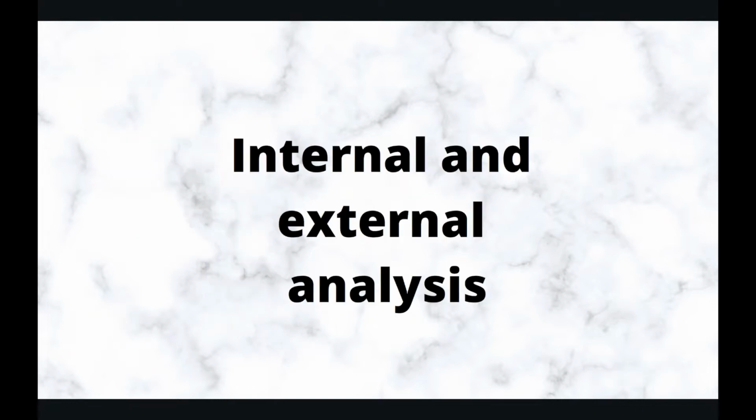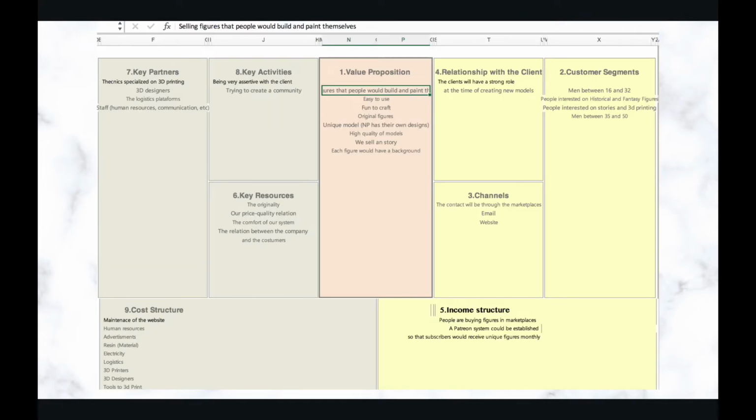Now we are going to talk about the internal and external analysis through a Canvas model. This Canvas model summarizes the content of our project. The project is based on buying 3D printers and using them to 3D print figures and miniatures to sell online. The themes would be historical and fantasy.